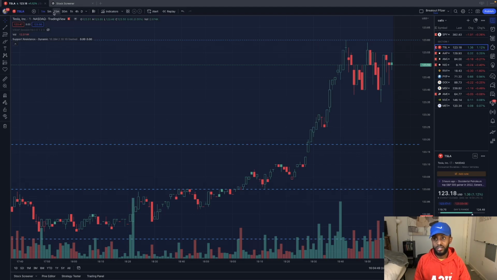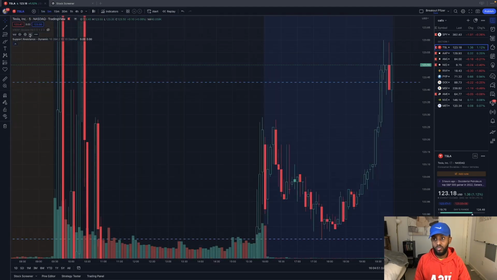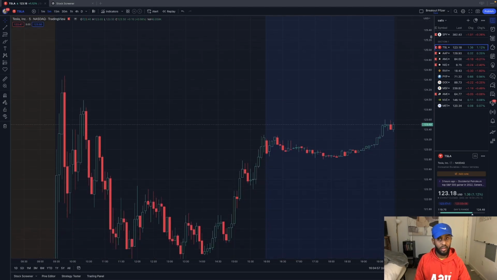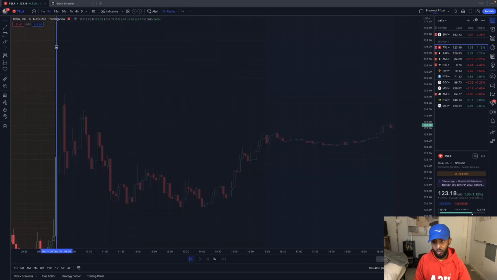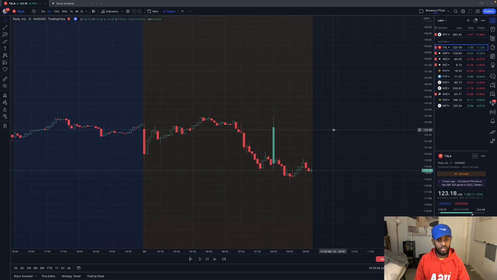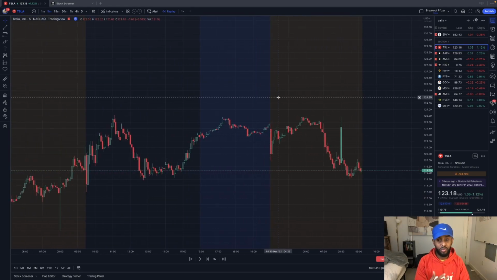So we jump onto Tesla's charts and I'll remove every indicator just like this. We'll remove every indicator and we will replay and go back to 9:15. So it's 9:15 in the morning and the first thing you want to do is decide what key levels are there for Tesla? That's our first question. Are there key levels and what key levels are there?